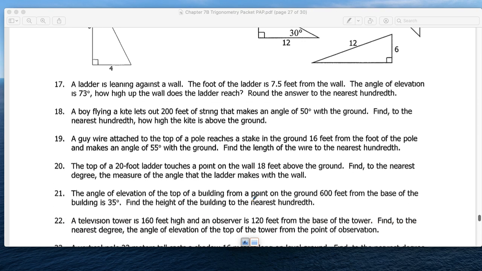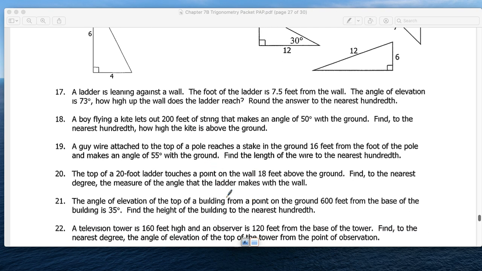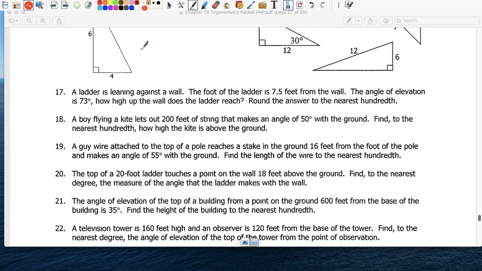22. Television tower. Television tower. All right, is 160 feet high, so the height is 160 feet, okay? And an observer, some guy, right here, is 120 feet, so this distance here is 120 feet. Find the height of the building to the nearest tenth.